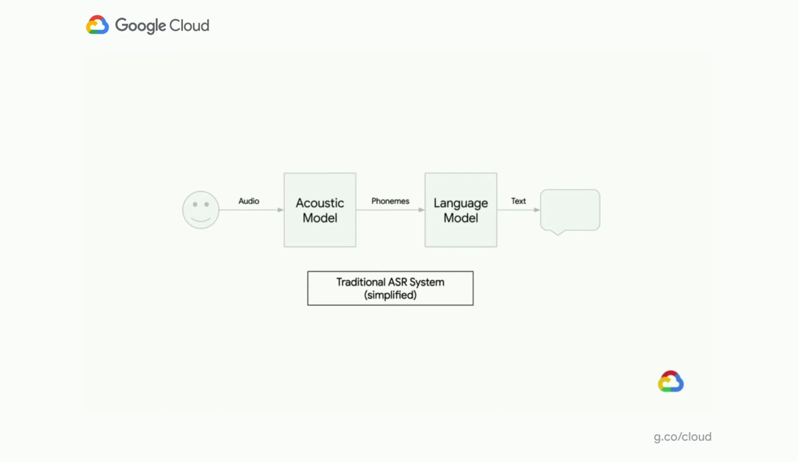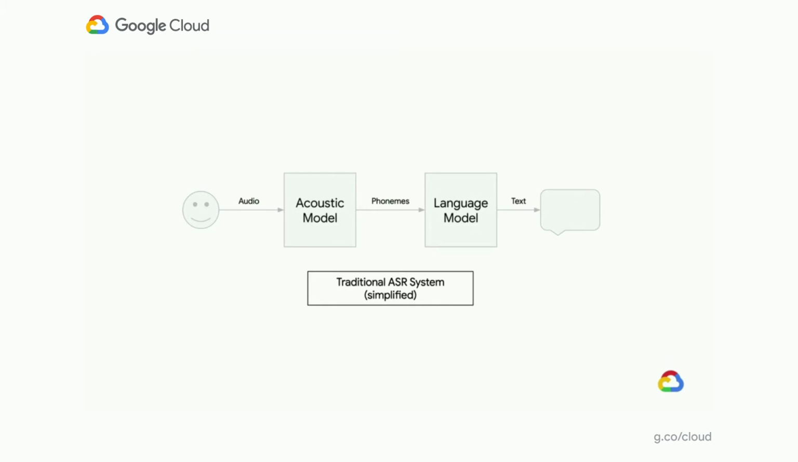So a very simple system would take audio input in from a user into what's called an acoustic model. The acoustic model looks at the audio waveforms or the spectrogram, and it converts these waveforms into sounds which it thinks are there, also known as phonemes.